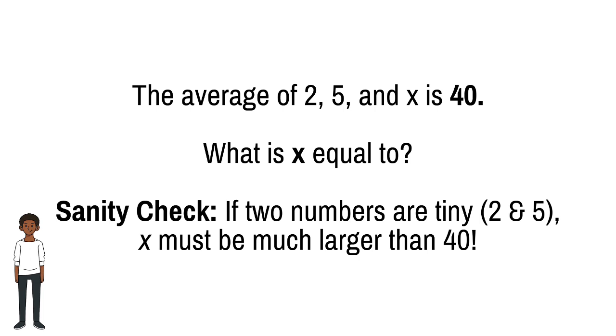Think about it. If two of the numbers are tiny, 2 and 5, but the final average is all the way up at 40, what kind of number must x be? It can't be a small number like 1 or 10. For 2 and 5 to get pulled all the way up to an average of 40, x has to be significantly larger than 40. Always do a sanity check like this before solving. It keeps you from turning in answers that make no sense.